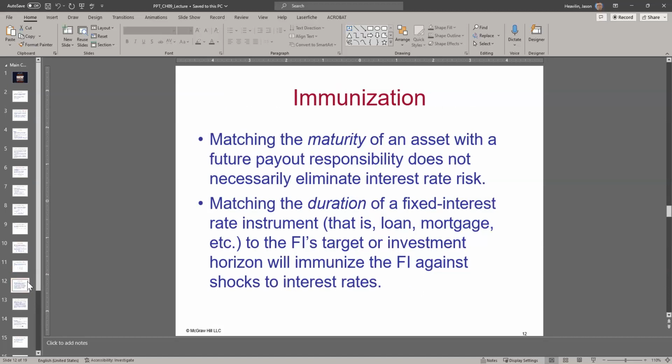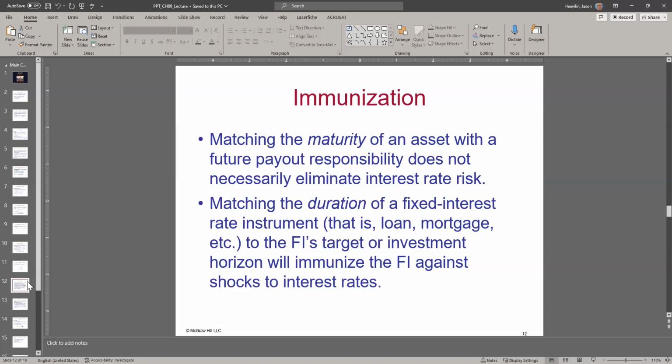Immunization, just what it sounds like. You're trying to give yourself a vaccine against bad things that you don't want happening. Typically it's considered bad things, but just things that you don't want happening. So matching the maturity of an asset with a future payout responsibility does not necessarily eliminate interest rate risk. This was something we kind of touched on earlier, the maturity gap. So matching the duration of a fixed interest rate instrument, that is loan, mortgage, etc., to the financial institution's target or investment horizon will immunize the financial institution against shocks to interest rates.